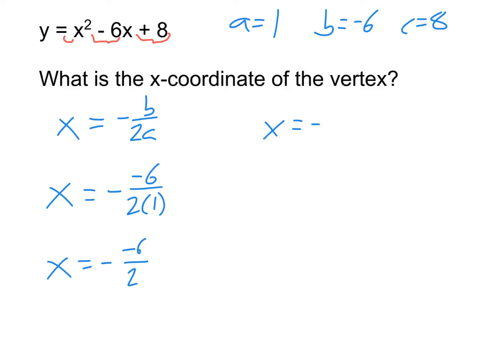And then negative 6 divided by 2 is a negative 3. And now I can deal with that negative that was sitting out front of the fraction. So x equals a negative negative 3, which is a positive 3. So we now know the x-coordinate of the vertex. It's at positive 3.